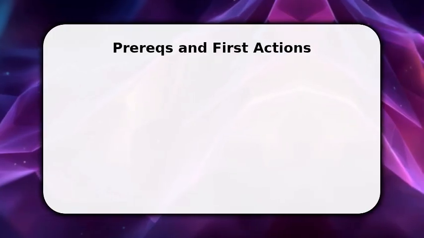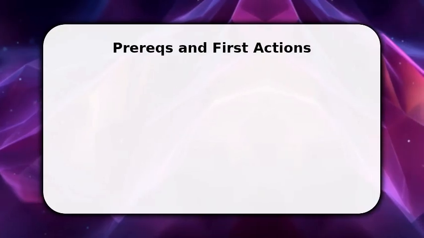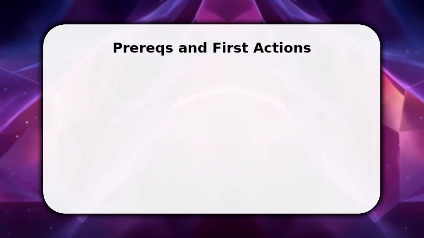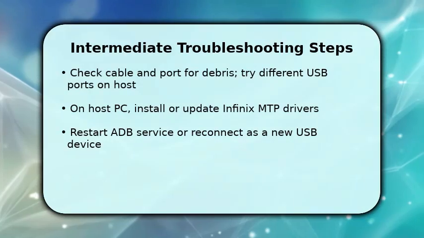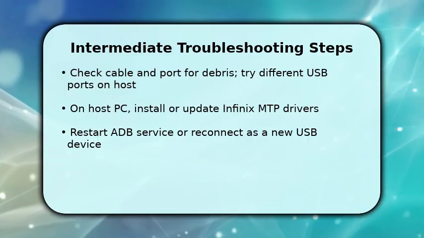Once done, select the correct USB mode notification. Choose File Transfer or MTP. Doing these steps now prevents connection denial and speeds diagnosis. Once initial setup is complete, inspect the cable and ports for lint or damage and swap ports.